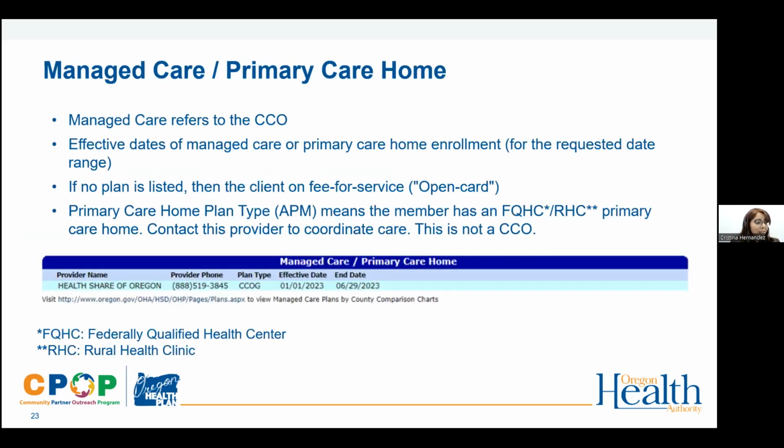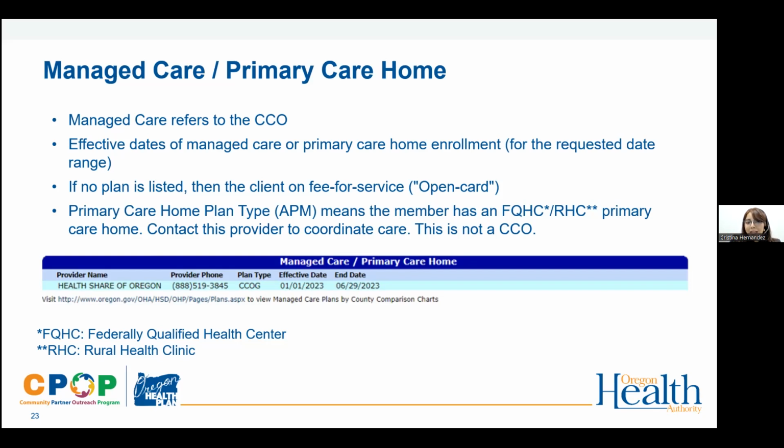The other thing that you'll see, right under that section, is something that says managed care / primary care home. Managed care just refers to the CCO. Our CCOs are coordinated care organizations, or managed care organizations. That's how we handle things here in Oregon for our Oregon Health Plan members. So it will list, for example, in this example, Health Share of Oregon. I do think if you live in an area where there's only one CCO, because Health Share does things a little bit different than the rest of the CCOs. So if you were in Southern Oregon, it would just say Jackson Care Connect. Or if you were in Linn County, it would just say Intercommunity Health Network.